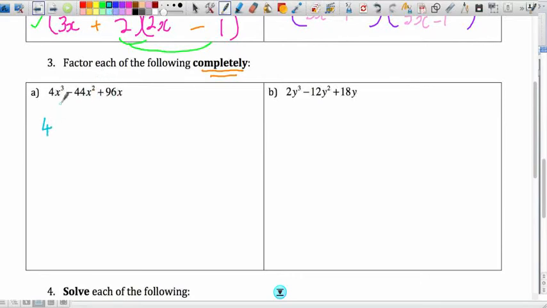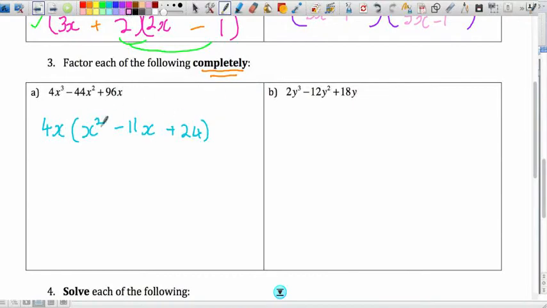Hopefully you see 4 goes into 4, into 44, and into 96. And each of the terms has got an x. So I'm going to remove 4x. It's going to leave me with x squared minus 11x. And that is going to give me 24, because 4 times 24 is 96. And of course the x's cancel.